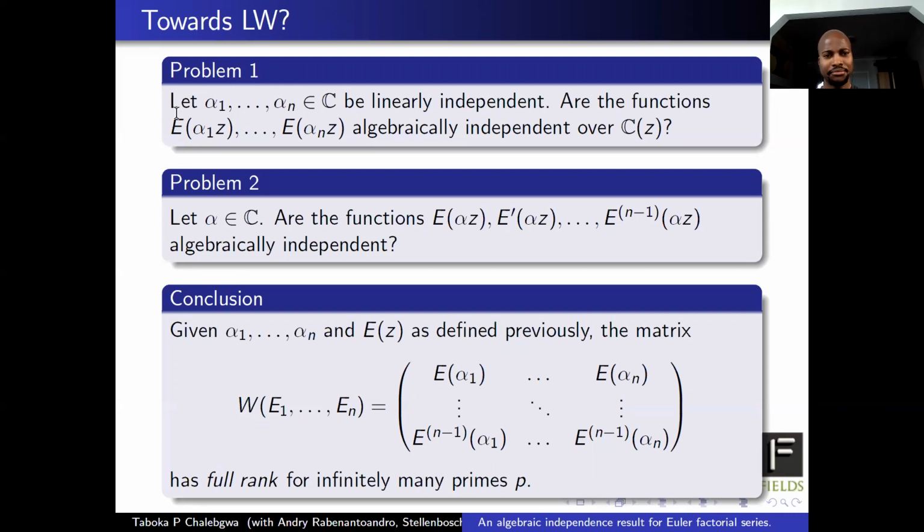That's right. If you have n linearly independent complex numbers, the functions e to the alpha 1 z up to e to the alpha n z are algebraically independent over CZ. And if one shows that, then you will immediately get a corresponding Lindemann-Weierstrass type result for these functions. And for this particular problem, it's actually not too difficult to obtain it, just pretty much using more or less formal algebraic arguments and without recourse to even the analytic properties of the functions.